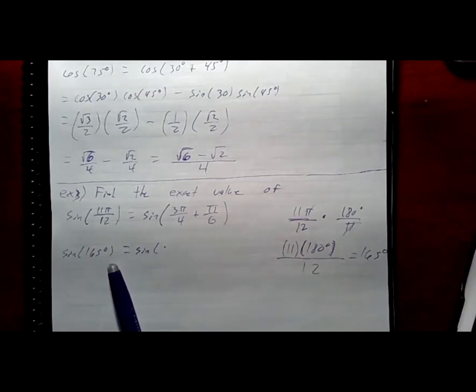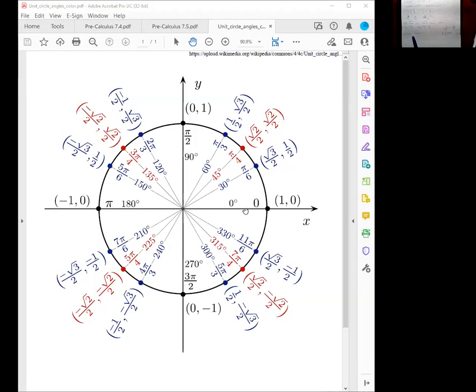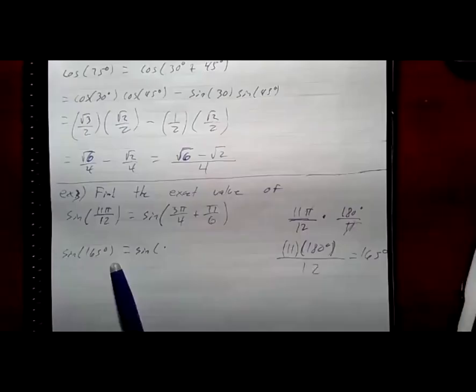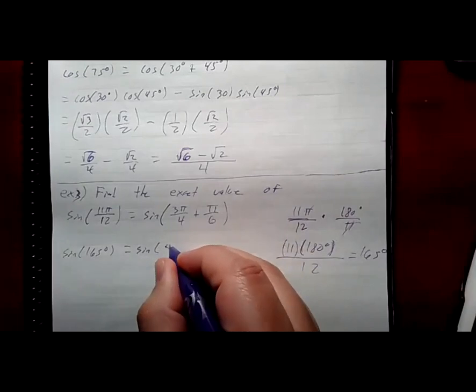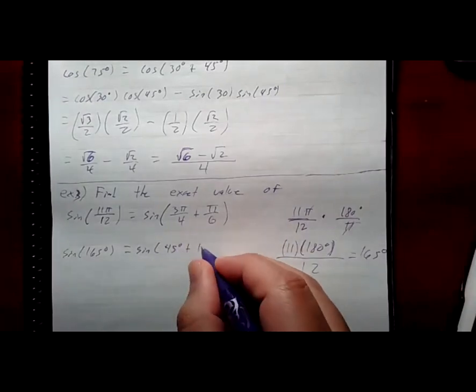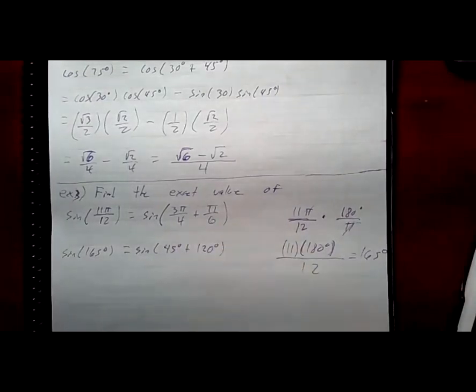And sometimes there could be two answers. If you look at the circle, 120 is right here. If I add 45 to it, I would get 165, right? So I could use 45 and 120, unless my math's wrong. Right, is this equal to 165?